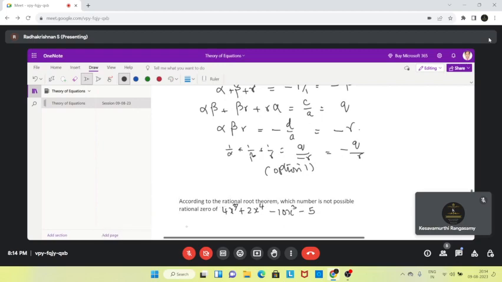The options are: minus 1, 5 by 4, 4 by 5, 5.